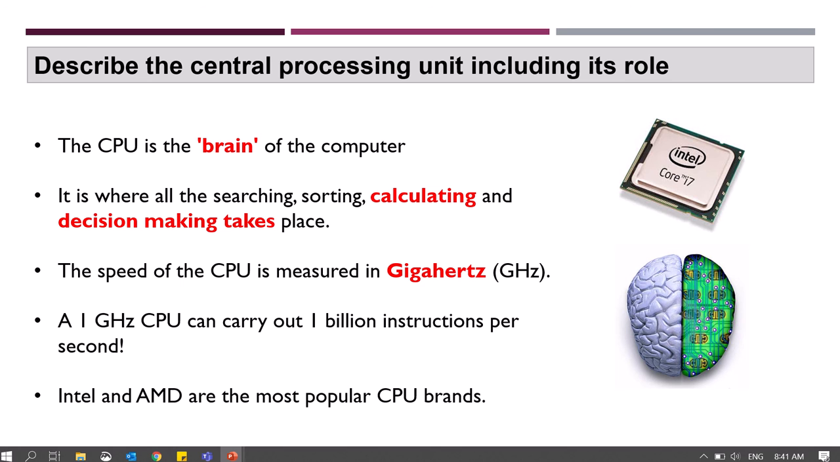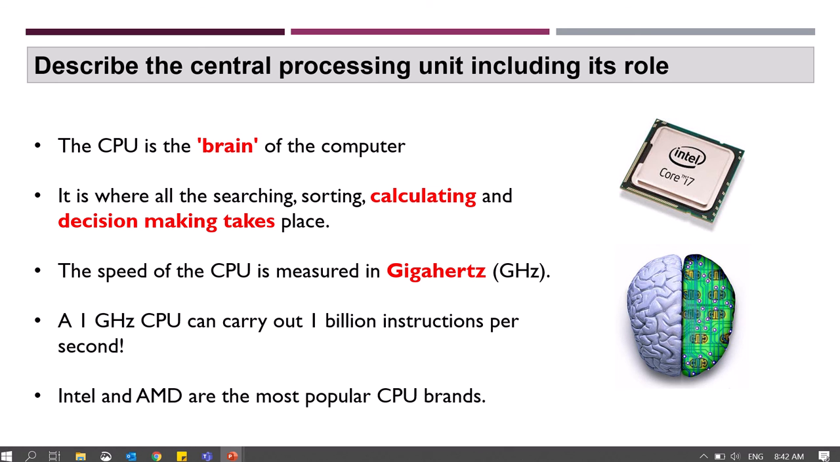Now let's see how we can describe the CPU and what its role is, because this is one of our main objectives for today. You must have heard from long before that the CPU is the brain of the computer. Why do we call it the brain? Because this is where all the searching, sorting, calculating and decision making takes place. And the speed of your CPU is measured in gigahertz. A 1 gigahertz CPU means it can carry out 1 billion instructions per second. So you can see it as a very fast processing speed.